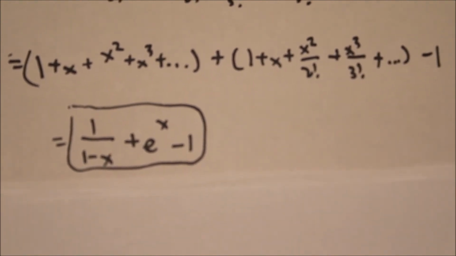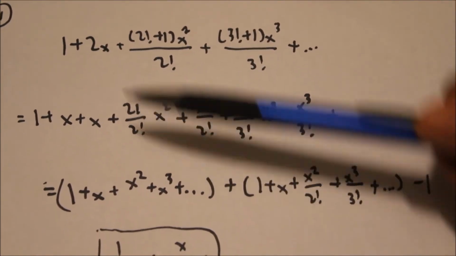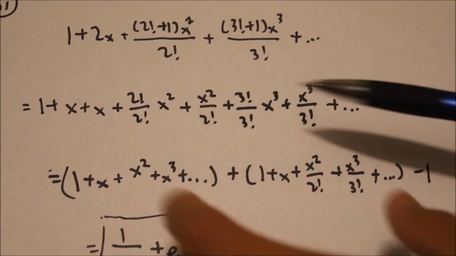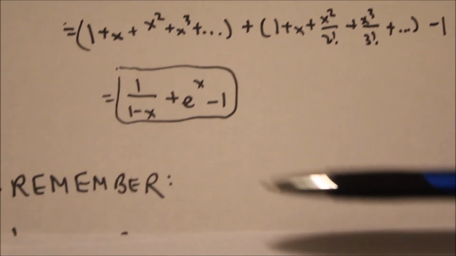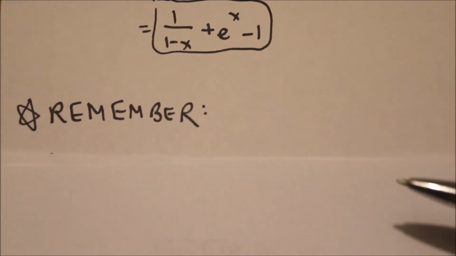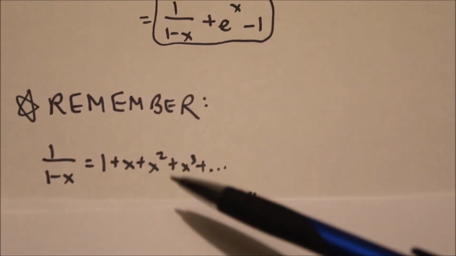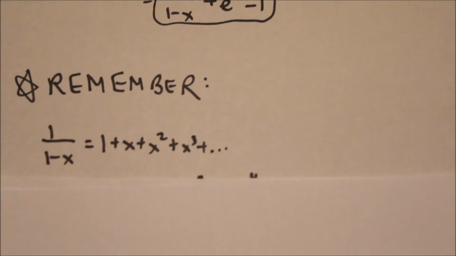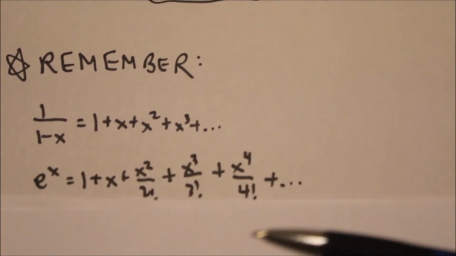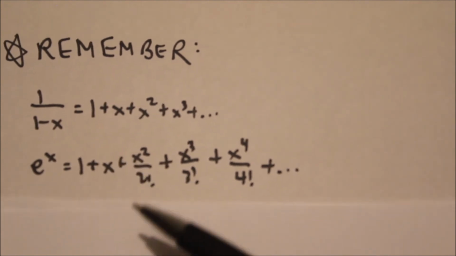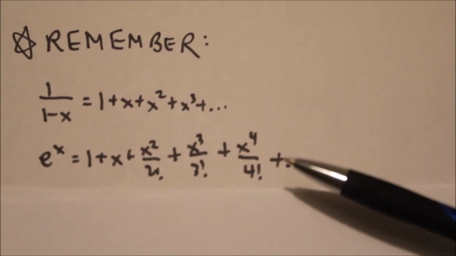So here the key step was distributing and realizing that you could split this up and write it into 2 different series. So there are some important things to remember when you're working with series. The first thing is that 1 over 1 minus x is 1 plus x plus x squared plus x cubed, and so on. The next series that you should remember is e to the x, which is 1 plus x plus x squared over 2 factorial plus x cubed over 3 factorial, and so on.